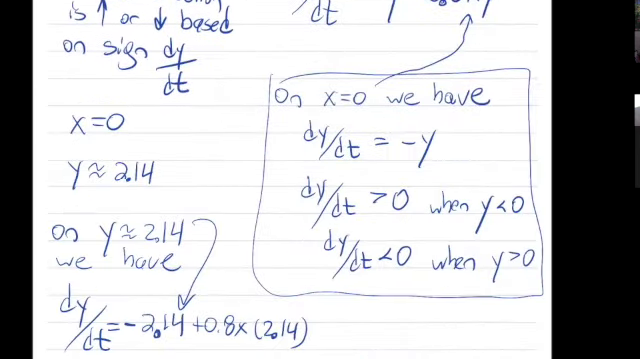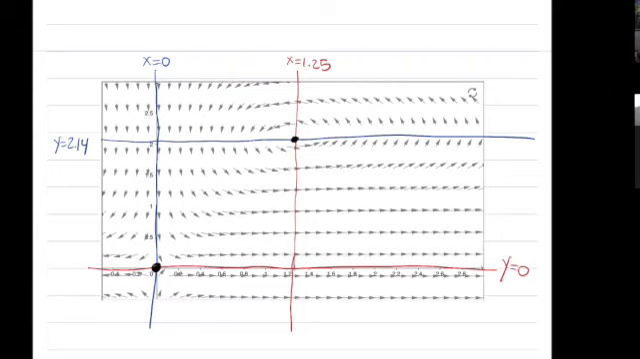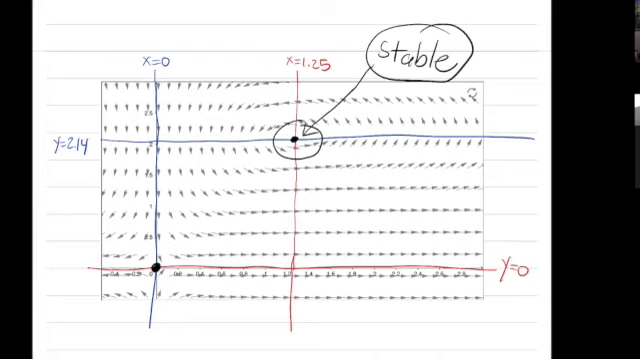And here's the complete picture. What we drew, we could already determine just by sketching in the nullclines. And this equilibrium over here is going to be stable, since solutions that start near that point stay near that point.